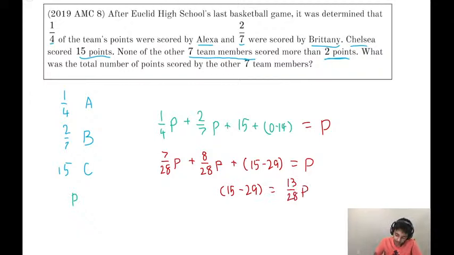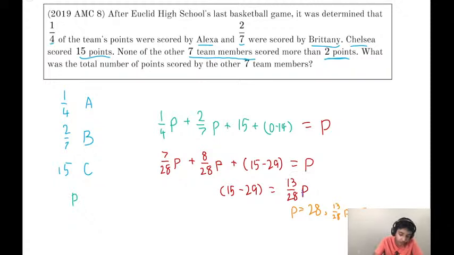So let's say P is 28. If P is 28, then this quantity is going to be 13. Then 13/28 P equals 13. And is that possible? No, because 13/28 P has to be a number between 15 and 29. Okay, sorry, I should have mentioned this. P has to be a multiple of 28, because if P is not a multiple of 28, then this quantity is not going to even be an integer. So P has to be a multiple of 28.